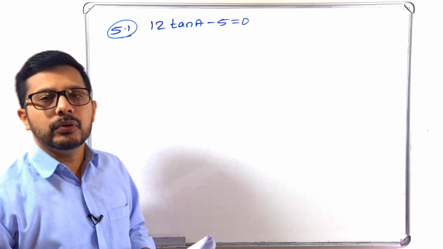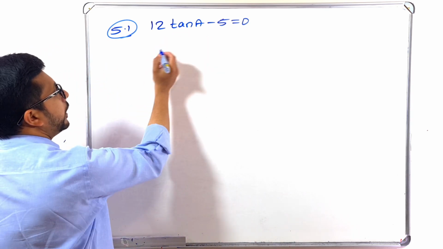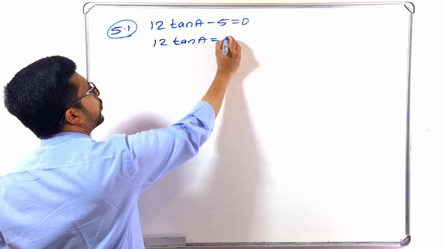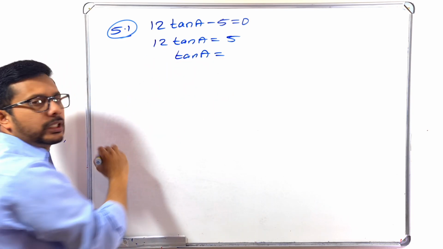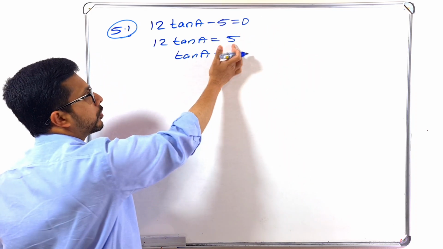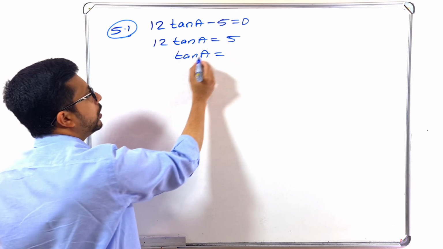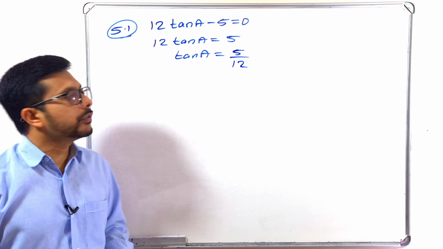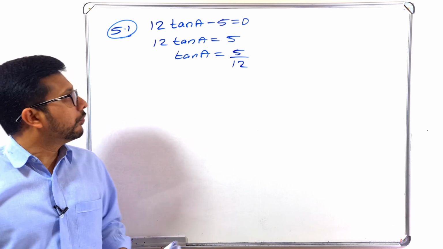Okay, so here 12 tan A minus 5 is equal to 0. And from here how can you find tan A? So 12 tan A is equal to positive 5, because the minus 5 is taken to the other side, so it is positive 5. Then what is tan A? Divide both sides by 12, so 5 divided by 12. When you divide both sides by 12, the 12 and 12 cancel, and tan A is equal to 5 by 12.